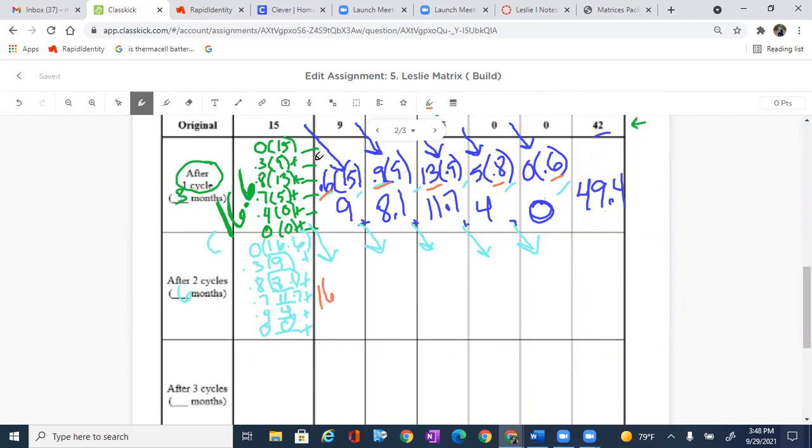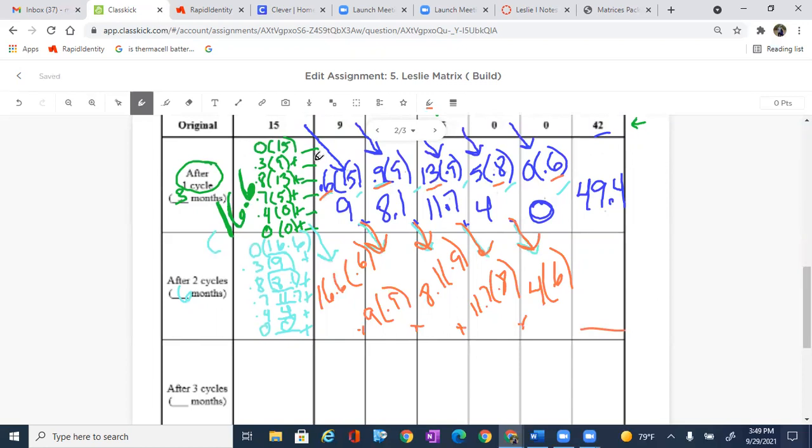I'm just going to say, well, 16.6 times 0.6. And say those 9 are going to survive at a 90% rate. I'm going to say those 8.1 are going to survive at a 0.9 rate. I'm going to say these 11.7 are going to survive at an 80% rate. And these 4 are going to survive at a now 0.6 rate. And we're going to add them all up again, and we're going to end up with a total.